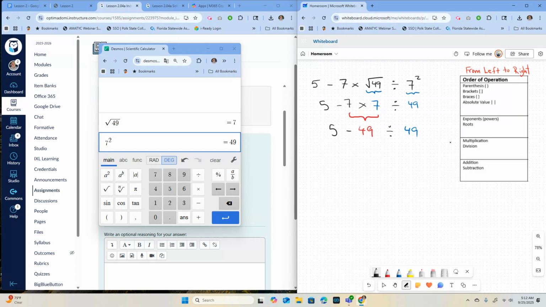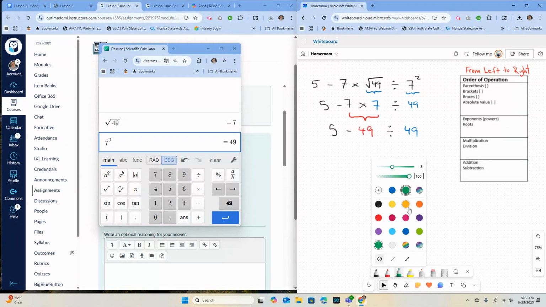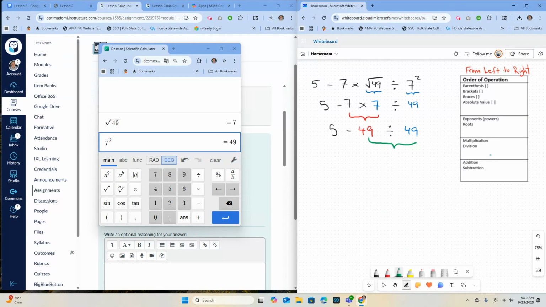Now, since I'm not finished with multiplication or division, that's what I'm going to do next. I'm going to work with the division. Because I'm still in multiplication and division, do it in the calculator: 49 divided by 49, that is 1. Everything else you have not used, write it again. I have not used the 5 and the subtraction.